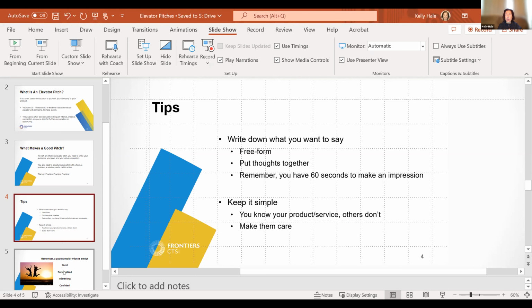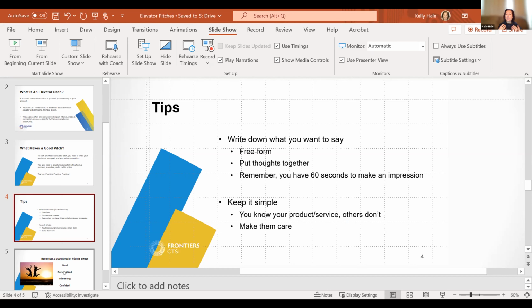And always remember that you know your product and service, others don't. So you really want to avoid acronyms. We talk about that a lot at Frontiers. In the CTSA world, there are a lot of acronyms. And we're still learning them every single day. But also, you don't want to use a lot of jargon that is within your group. Because again, people don't know that.